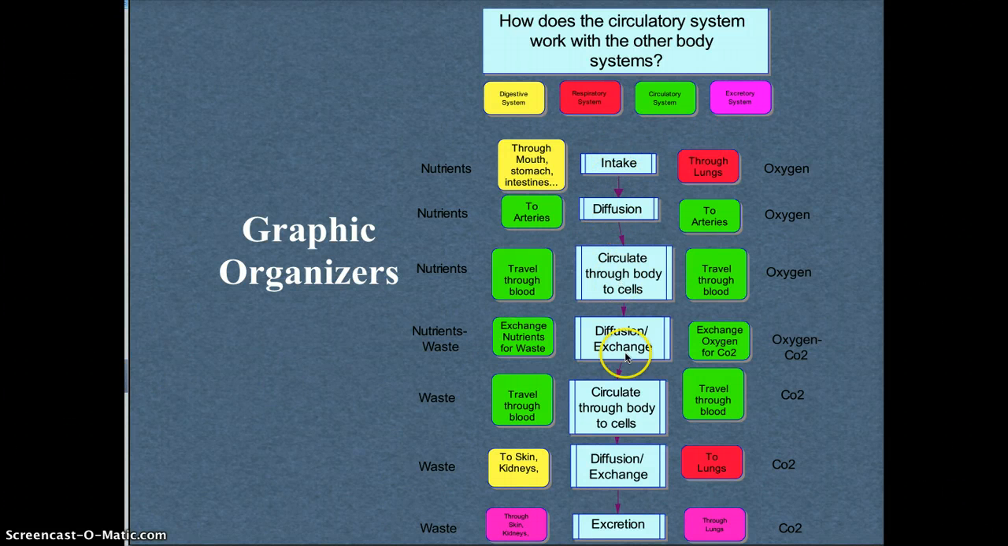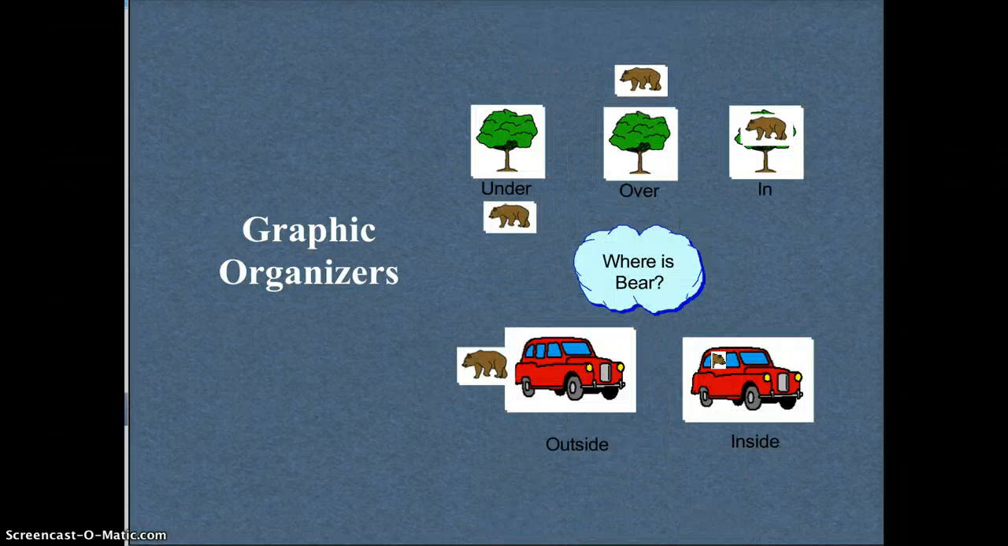Here's another example here with regard to these, how these things, the digestive system, the respiratory system, circulatory and excretory system, how do they all work together? And this graphic organizer shows that. You can do things like this, and if you do this on a smart notebook file, these things can be moved around. Put the bear under the tree, over the tree, in the tree, inside, outside. So moving things around, you can use a graphic organizer for that.